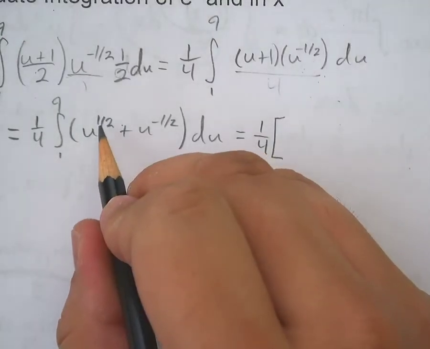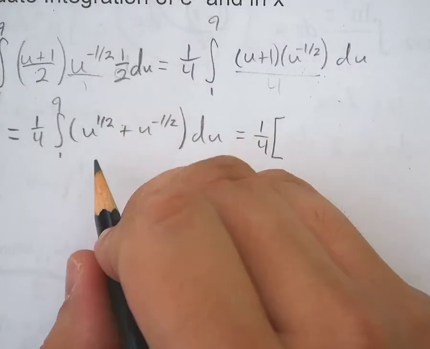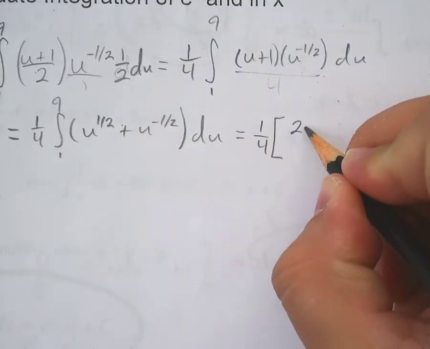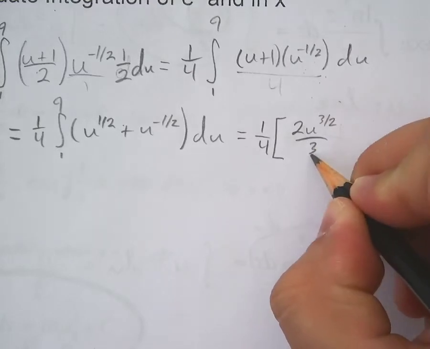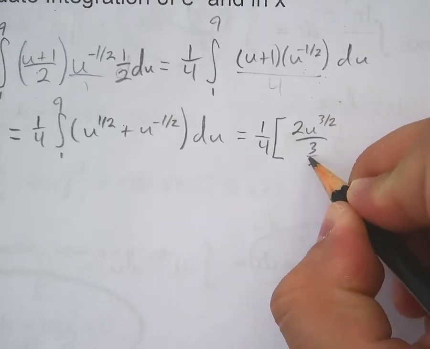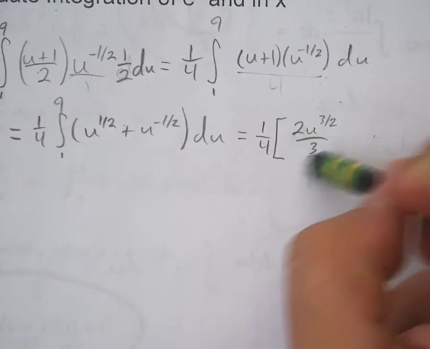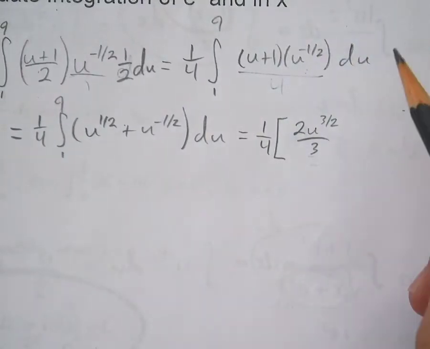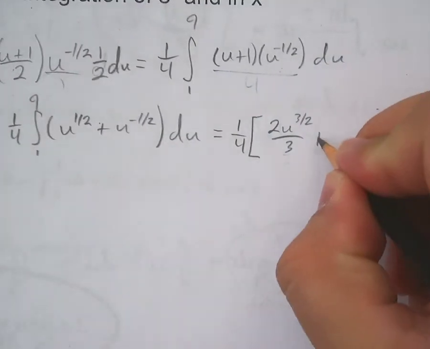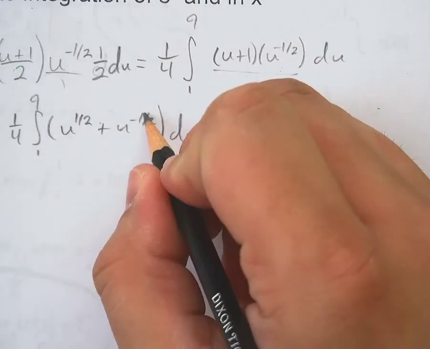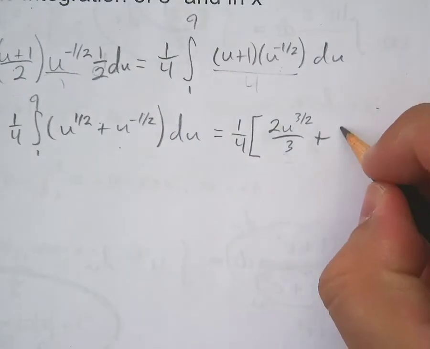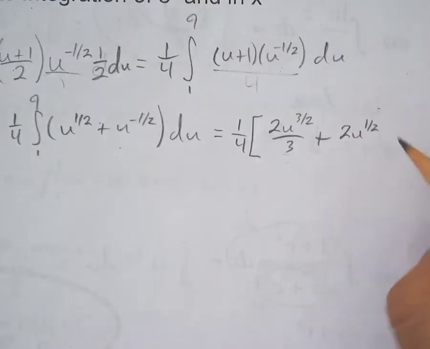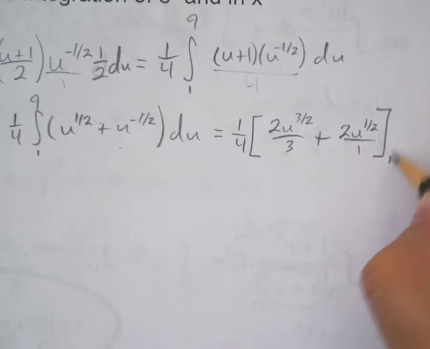Integrate u to the 1/2 is u to the 3/2 over 3/2, which will be 2u to the 3/2 over 3 once we simplify that 3/2 down here. We simplify it and bring up the 2. I'm just going to kind of go over that step here. And then plus u to the 1/2 over 1/2, so it'll be 2u to the 1/2 over 1. And I'm going to integrate that from 1 to 9.